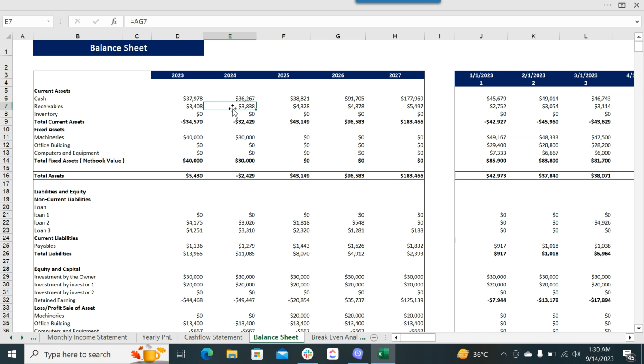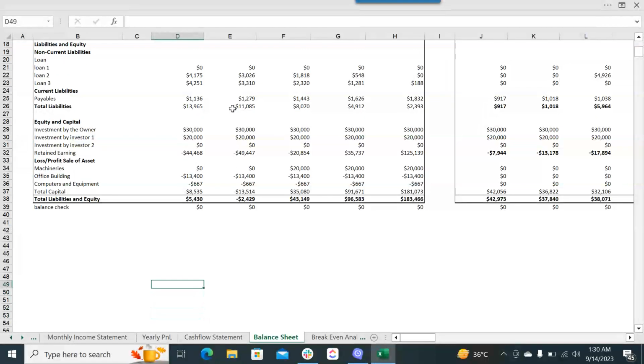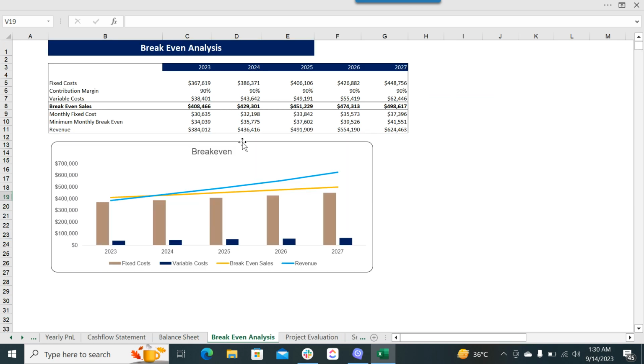This will tell you the specific value of your assets, liabilities, and equity at a specific point in time. You can see that we have this much assets in year one and this much liabilities and equity. Also, we have given this check so you can know that your liabilities plus equity is equal to your assets, which is the core of any business. Moving on, we have the break-even analysis, which will tell you at what point the revenue will equal the cost, and after that you will start having profit.